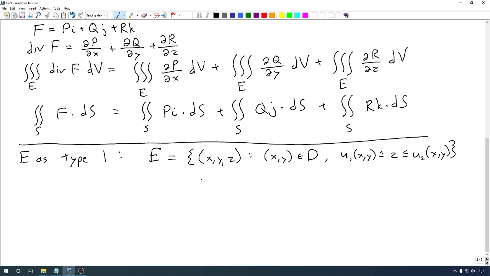But if we treat it as a type 1, that will actually help us a lot with the R integrals, the ones that basically come down to the z component. And since z is between two functions of x and y, that'll work out really nicely for R. For type 2, that will work out very nicely for P because x is the one between two functions. And for type 3, that will work out very nicely for Q because y is between two different functions.